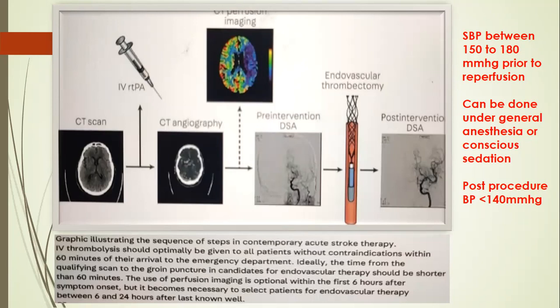Ideally, the blood pressure should be maintained between 150 to 180 mm of Hg prior to the reperfusion. This procedure can be done in general anesthesia or with conscious sedation by using ketamine. Post procedure, blood pressure should be less than 140 mm of Hg.